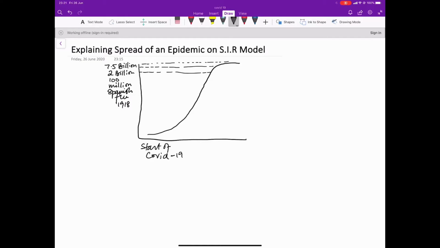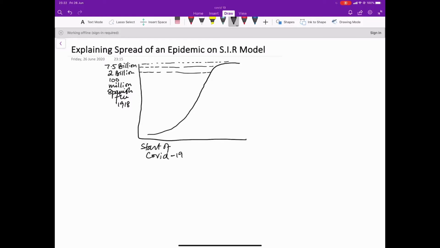This is the question which is catching the attention of epidemiologists and mathematicians all over the world: where would this eventually level off? By leveling off, we mean when at least 99% of the cases have occurred. So this is the big question.